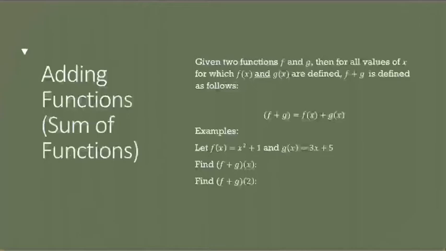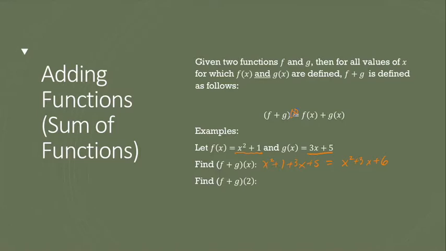So f plus g of x, that's a typo there, sorry, equals f of x plus g of x. And I'm really just going to add these together and combine like terms. So f plus g of x would be f of x plus g of x. And I combine like terms, so I have x squared plus 3x plus 6. So this is a degree 2 trinomial.